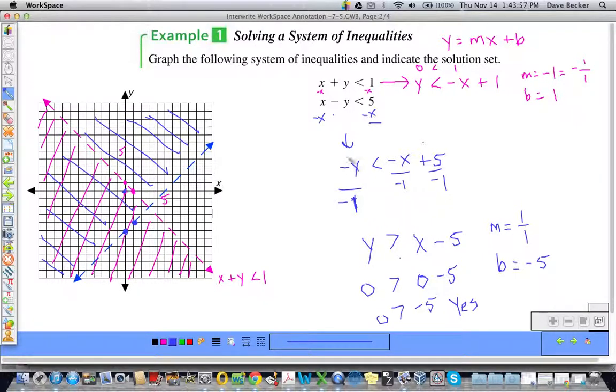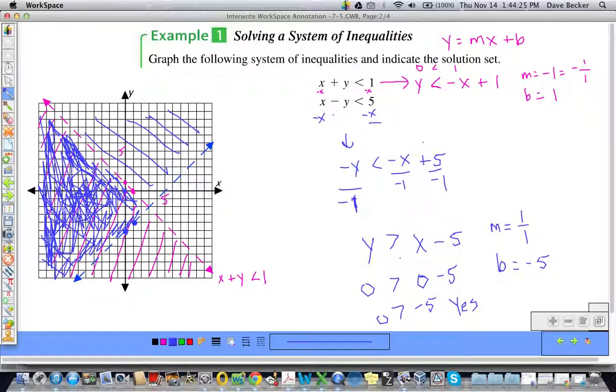But the solution to the system is where these shadings intersect, where the shading is common, and that's right in this area right here. I could leave it because it's all crossed, but just to make sure that we understand, I'm going to shade it a little darker so we understand that any point in here is a solution to the system.